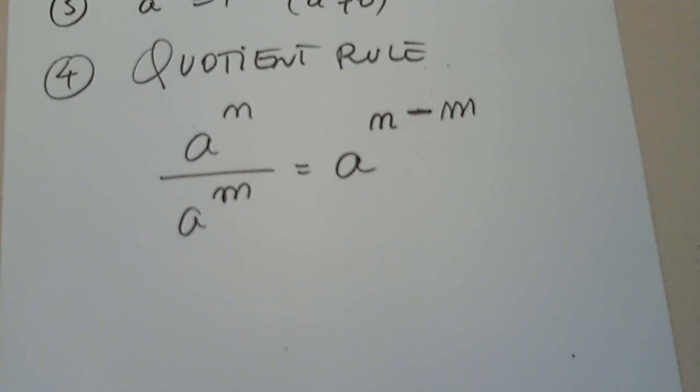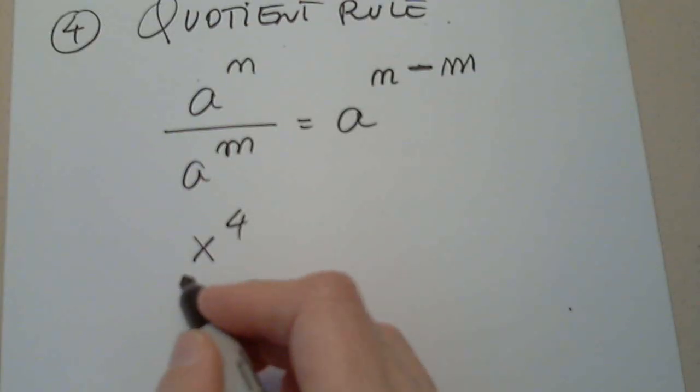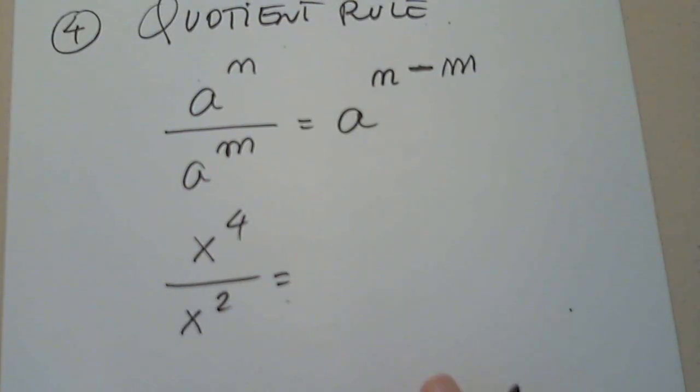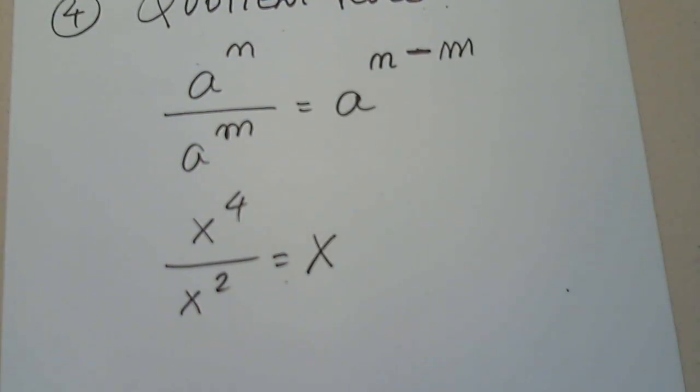So here's an example. X to the fourth over x to the second power. I copy the base, and I have to subtract the exponents. And 4 minus 2 is 2.